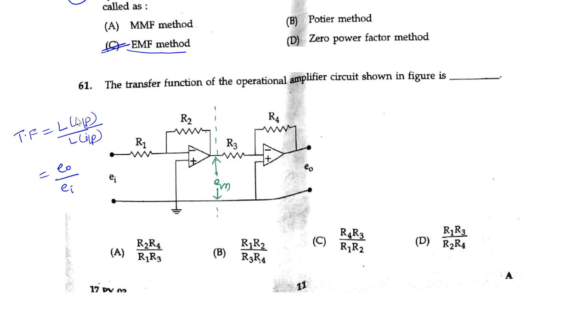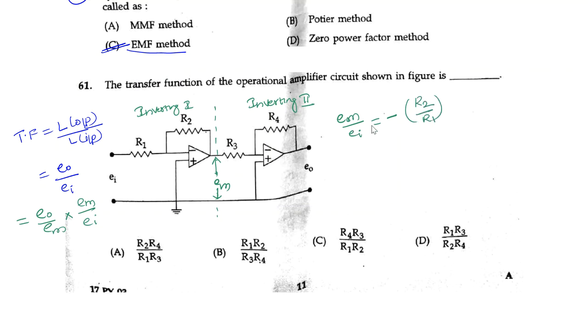Now if I divide this, the first part is an inverting amplifier, stage 1, and the second is an inverting amplifier, stage 2. I will split E naught by EI as E naught by EM into EM by EI. For the first stage, EM by EI on the input side, we know the basic formula: minus R2 divided by R1.